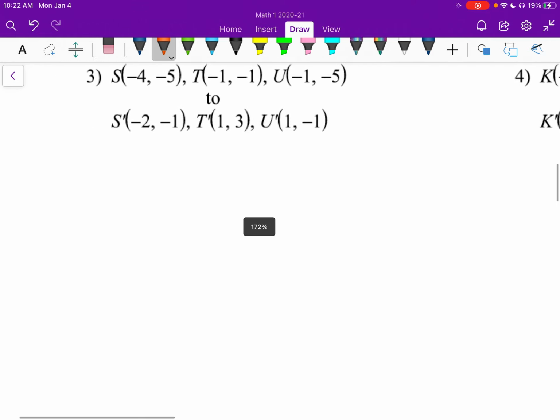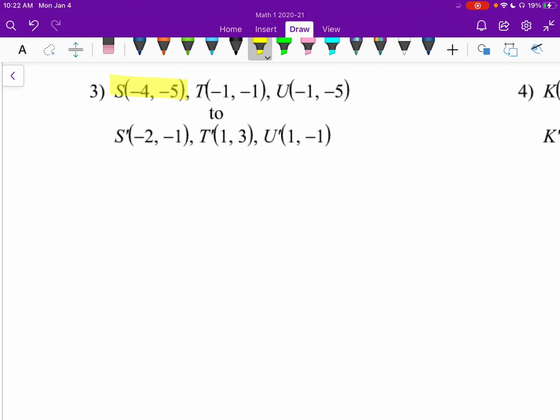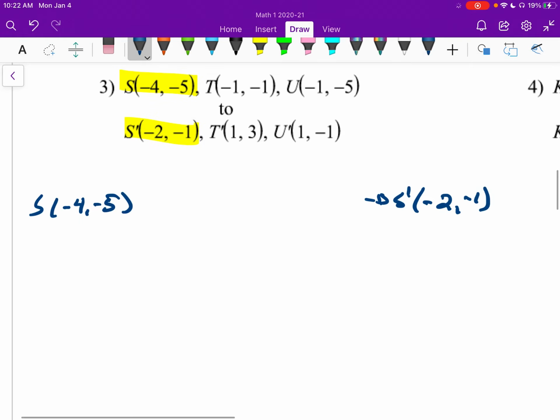Number 3. Again, I'm going to look at the first points on both of these. I start off with S, which is (-4, -5), and somehow I turn into S prime, which is (-2, -1). How could I go from -4 to -2, right? Starting off -4 to -2, well, I added 2. -5 to -1, what do you add? You add 4, right?